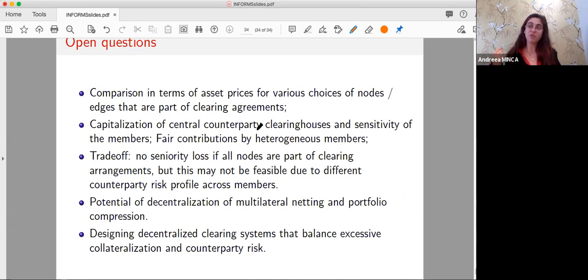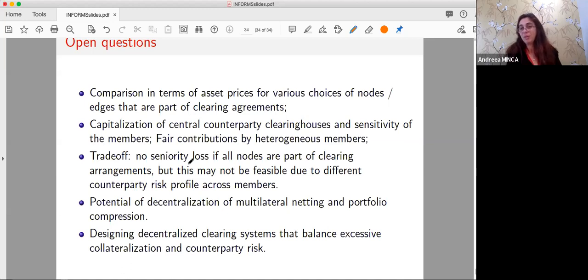And of course the most important question, and here there's this whole topic of fair allocation and what would be a fair contribution by members that are heterogeneous in risk. So what happens at the network and what are the potential losses? This is used to understand the risk profile of the various members, and then given these various profiles, what would be fair contributions to the capitalization structure of the clearinghouse. There is a trade-off, as we have seen. If we put everybody in a clearing arrangement, there would be no seniority loss, but this may not be feasible because different counterparties have different risk profiles.